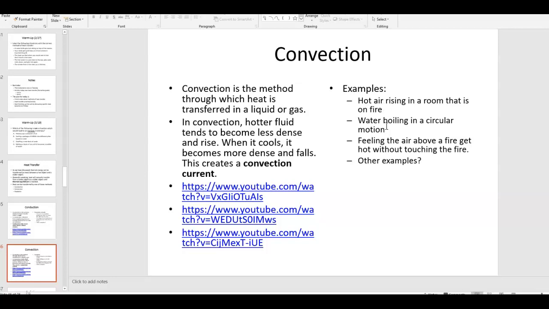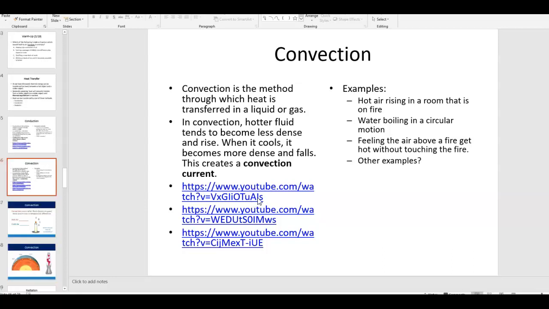If you've ever boiled water and you see the water moving around in circular motions, that is an example of convection, because parts of the water are hotter than other parts of the water. And so the hot parts rise, the cold parts fall, and you get this fluid circular motion in the water. If you ever have held your hand above a candle or above a fire, you can feel the heat coming up from the fire even without touching the fire, and that's typically through convection, because the hot air above the fire rises and goes up into your hand if your hand is right above the fire.